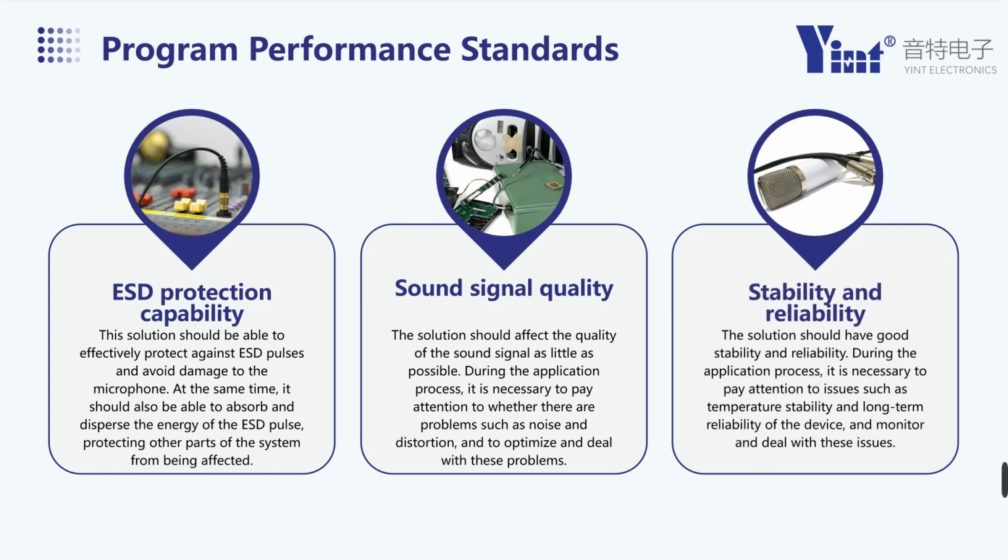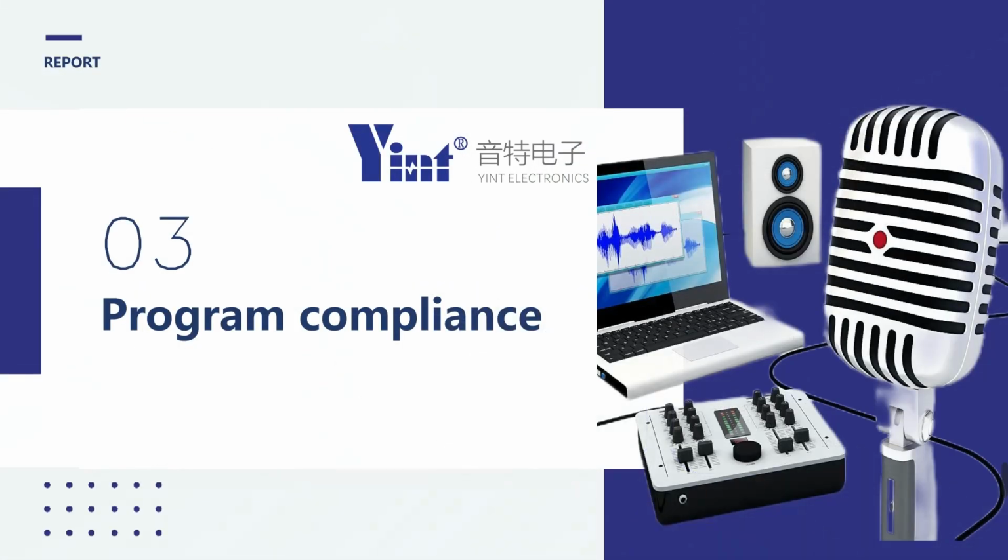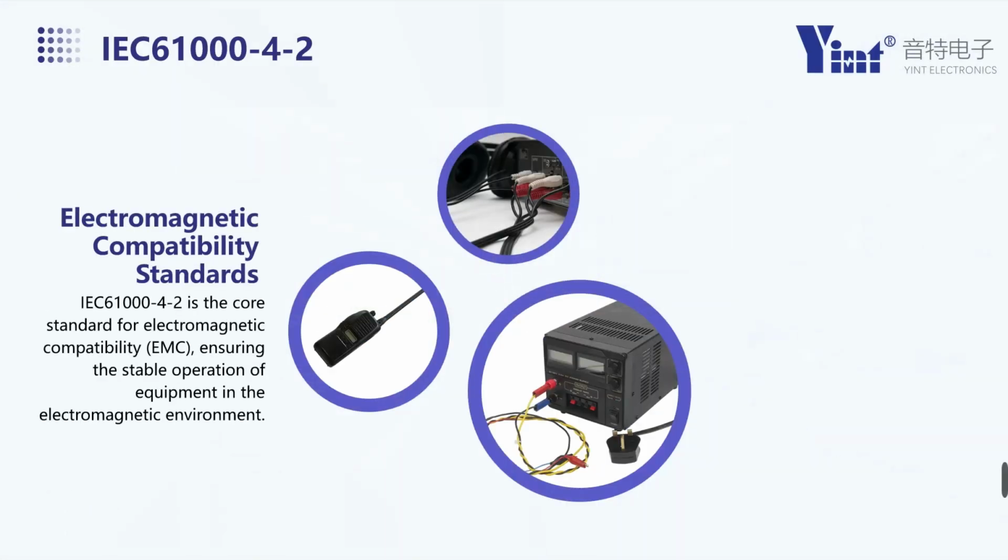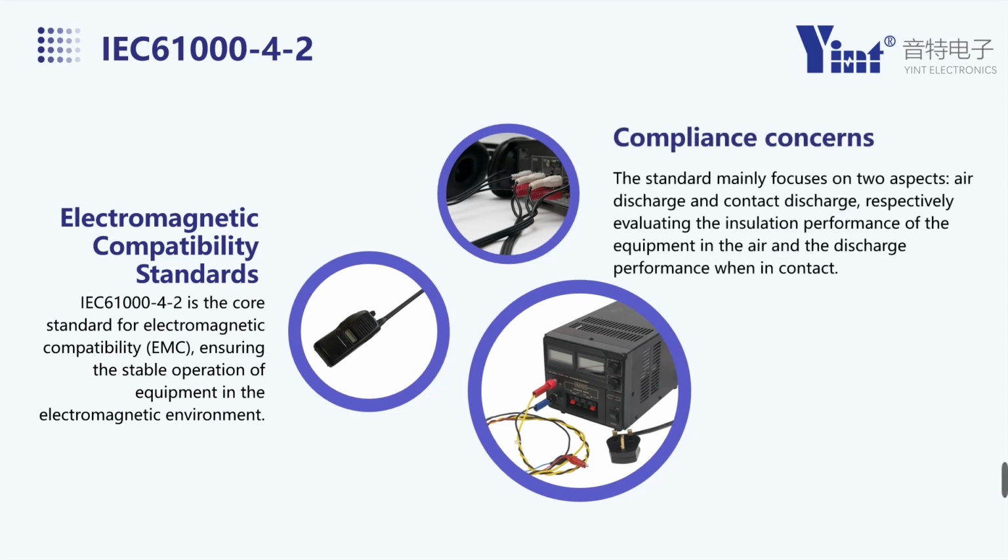Stability and reliability. The solution should have good stability and reliability. During the application process, it is necessary to pay attention to issues such as temperature stability and long-term reliability of the device, and monitor and deal with these issues. IEC 61000-4-2 is the core standard for electromagnetic compatibility, EMC, ensuring the stable operation of equipment in the electromagnetic environment.